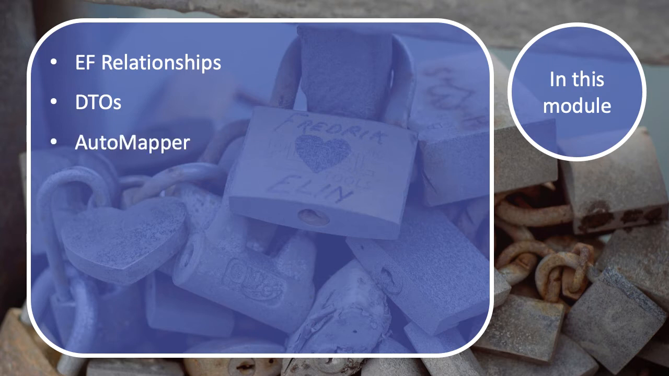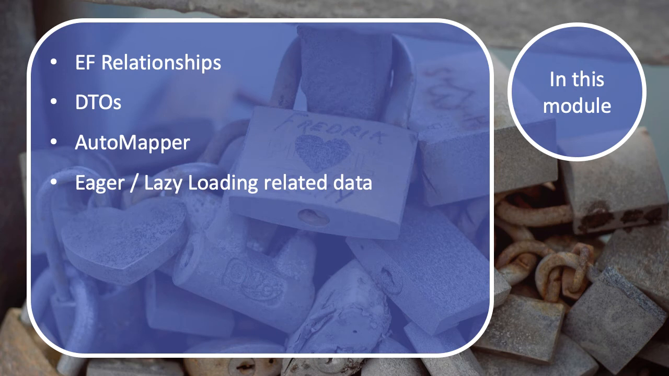To help us map our properties from our entities to our DTOs, we're going to take a look at a package called AutoMapper to help us take away some of the tedious mapping code we would need to write to map the properties in our entities to our DTOs. We're also going to take a look at two different ways of loading related data. We're going to take a look at eager loading, and we're going to take a look at lazy loading in order to load and return this related data from our database.